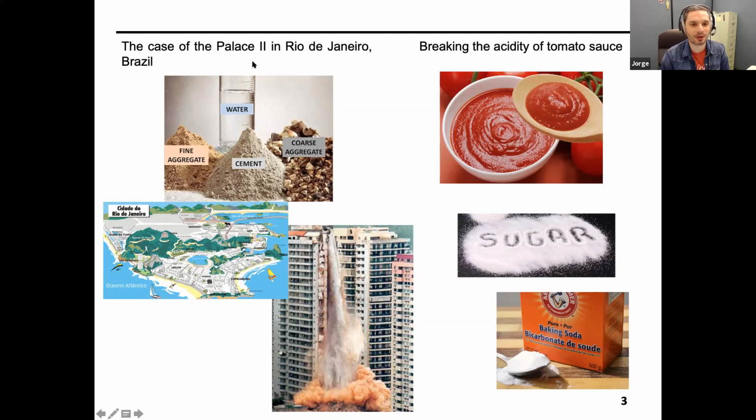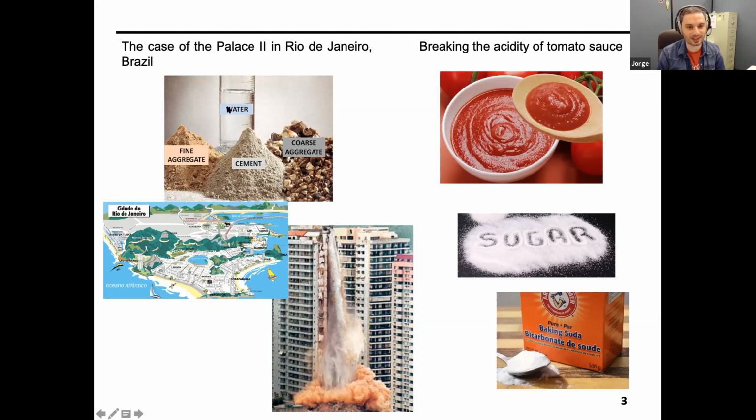And the second case here that I would like to tell you is the case of the Palace 2. It was a building in Rio de Janeiro, Brazil. So that is a very interesting story. To make a concrete, you basically need four ingredients: fine aggregate, cement, coarse aggregate, and water. Okay, so important thing here regarding the water, it needs to be kind of a sweet water.